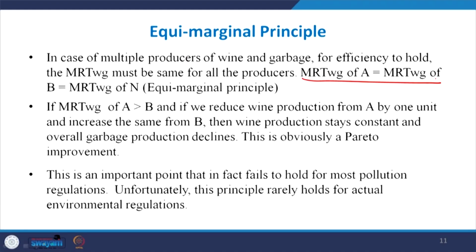It means that this condition must be satisfied if we have n number of producers. So, if we have n number of producers, say A, B up to n, then the MRT, marginal rate of transformation between wine and G of producer A should be equal to MRT WG of B, equal to C, D, up to N. That is called the equimarginal principle. So, the equimarginal principle should apply in order to get the overall optimum allocation of wine and garbage in the economy.